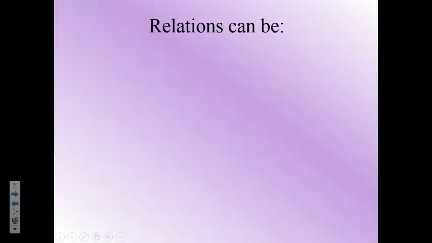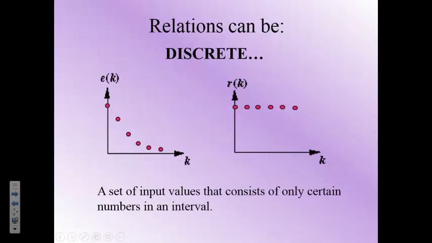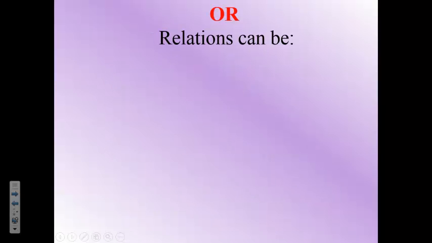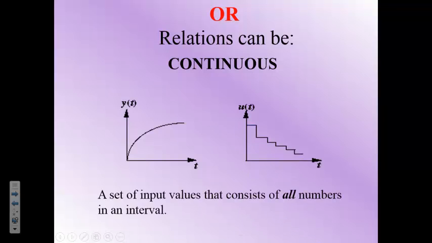Okay, now some more terminology. Relations can be discrete, which is basically a set of points that are on a graph, and those are examples that you can see. These are only certain numbers in a given interval. Continuous relations are those relations that contain all of the values in a given interval.